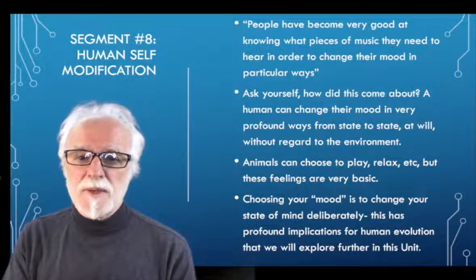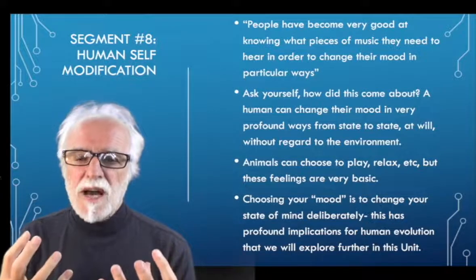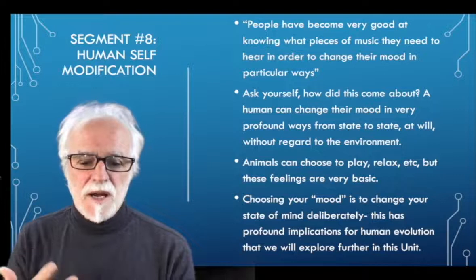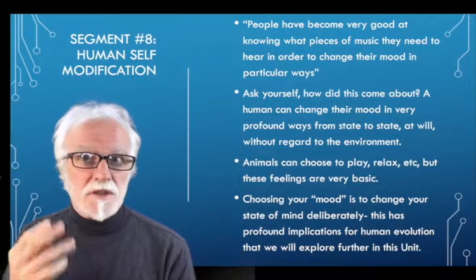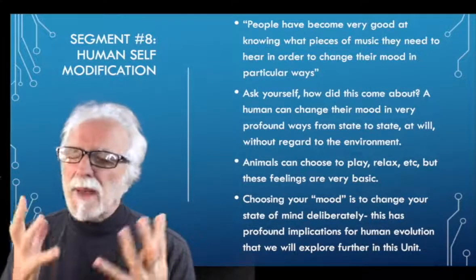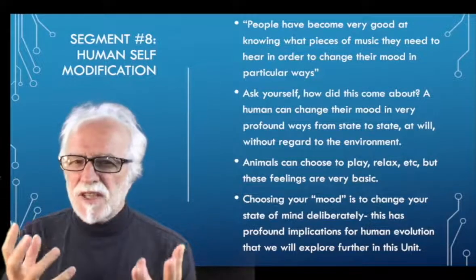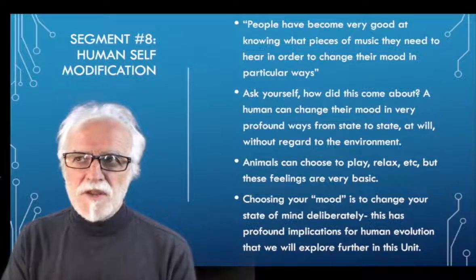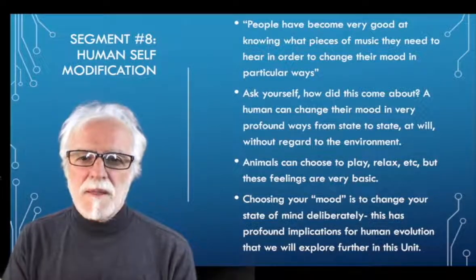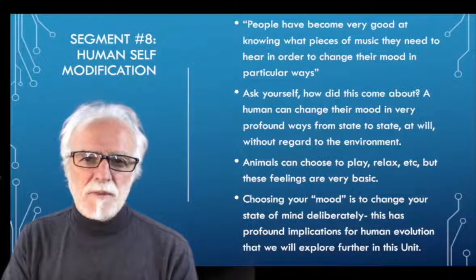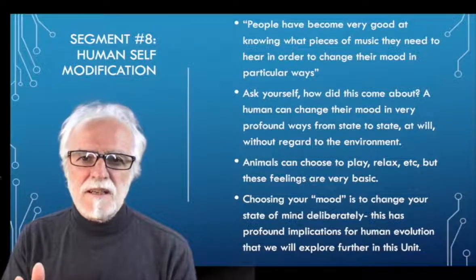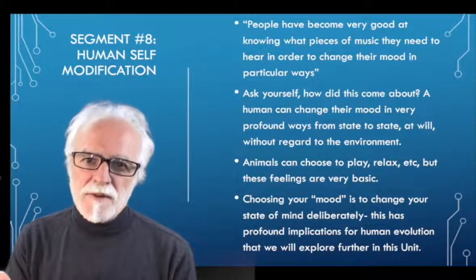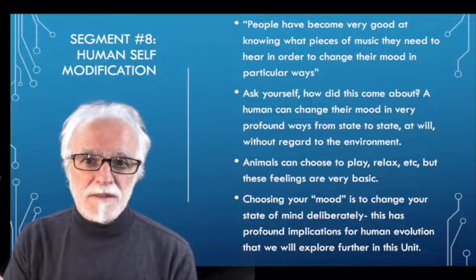You notice that the human can modify his own state of mind anywhere, any place. All he needs is his body. He just needs to clap, sing, or just sing to himself. He can even imagine the music. But he can change his own state of mind without any reference to external stimulus. This is one of the critical areas, I think, in human evolution, the ability to self-modify at will and not wait for the environment to modify you or you to adapt to it.